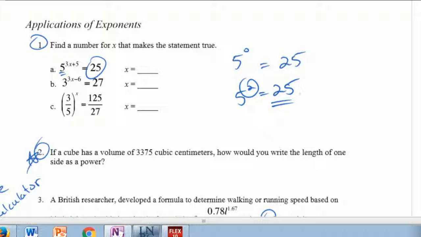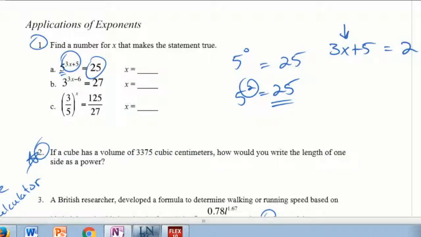So right now I have this 3x plus 5. And I need to put something in there so this equals 2, because I know I want to end up with an answer of 25. Now I can just solve by inspection, just looking at it and think like, 3 times negative 1 is going to give me negative 3 plus 5 is 2. Or I could solve it mathematically.